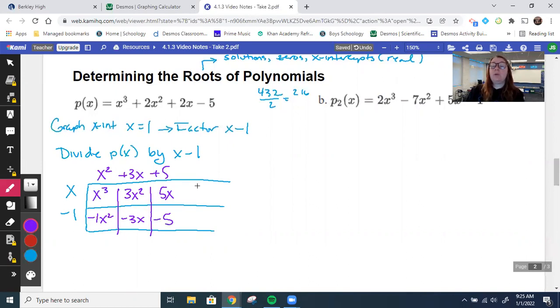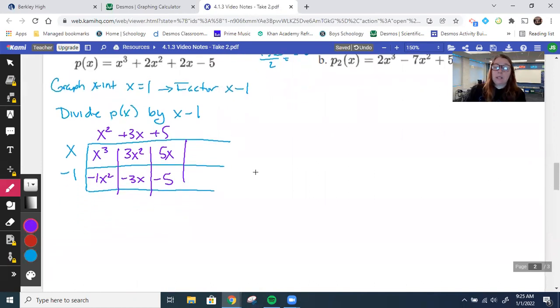Okay, so think about when you divide by a factor, like with regular numbers, it should go in evenly. You should have no remainder. So that's the same thing here. You should have no remainder. If you come up with a remainder, it means that you did something wrong with your arithmetic here, or maybe like you said this was x equals 1, and then you wrote x plus 1 instead of x minus 1. Remember, these are opposites here.